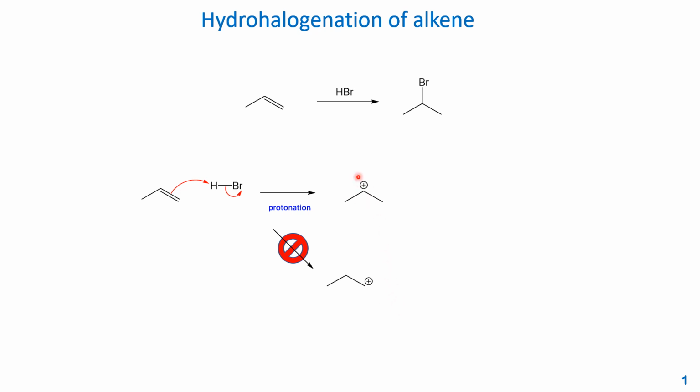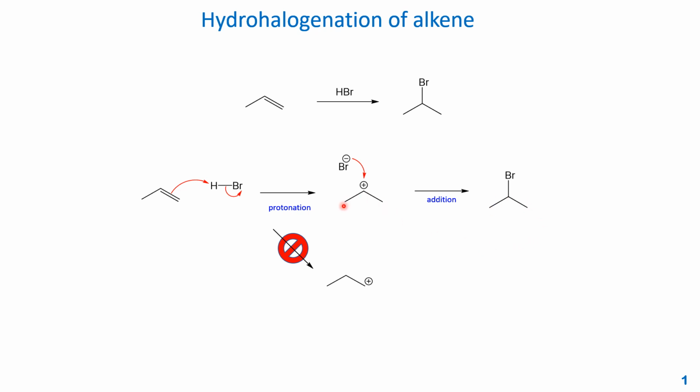This secondary carbocation will react with the bromide from the first step, which left as a leaving group. This bromide is now the nucleophile, and the carbocation is the electrophile. The nucleophile attacks the electrophile. This is the nucleophilic addition, and it forms the new carbon-bromine bond. The product is a saturated alkyl halide, 2-bromopropane.